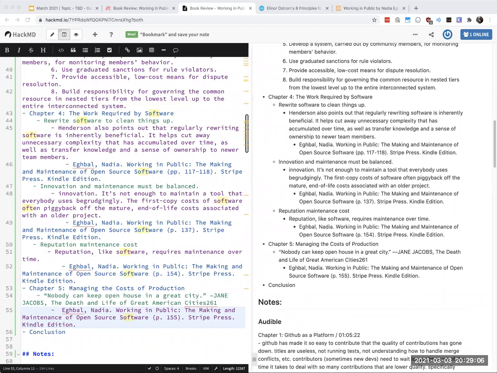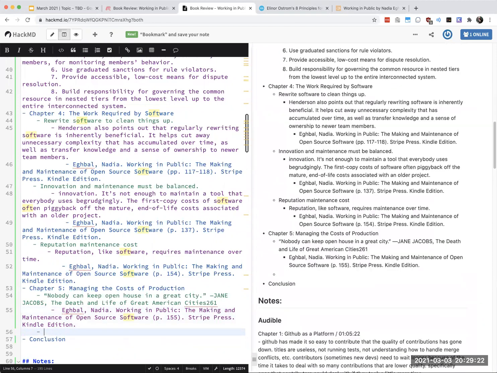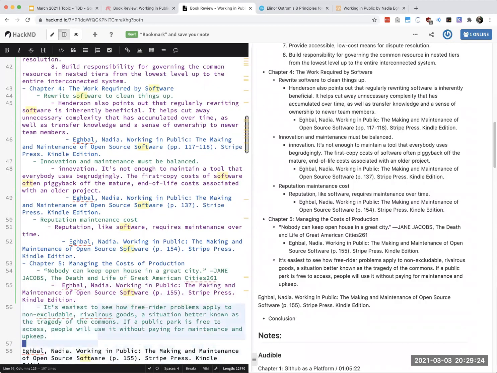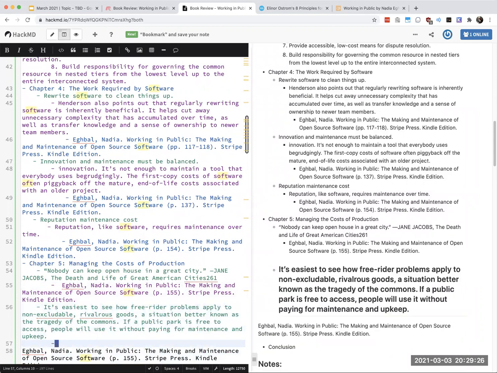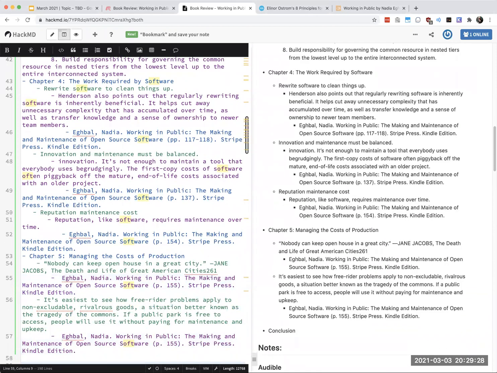One of the first things, and this is actually tied into the tragedy of the commons, is if you have a public park, everyone can go there, but how do you maintain it? So I'm going to just drop that in there because that's good. We've talked about this other times, but it's a good quote.